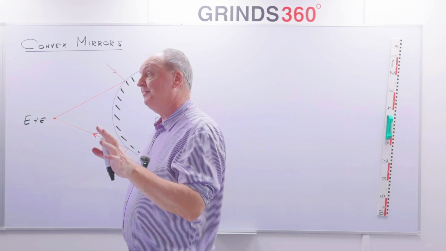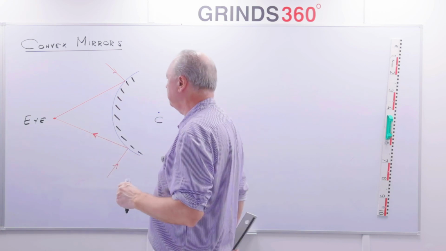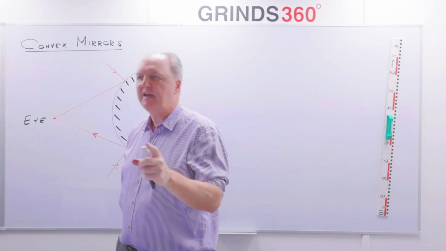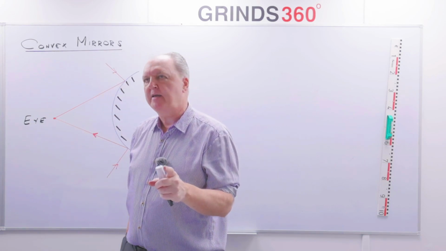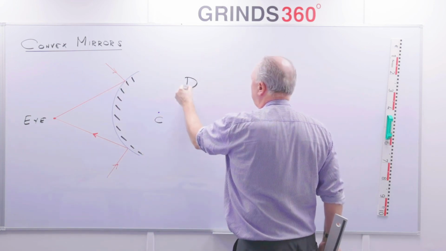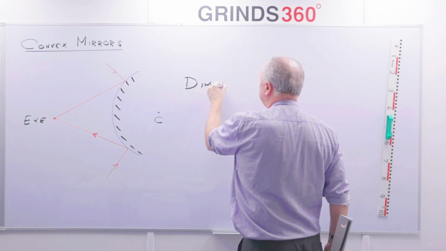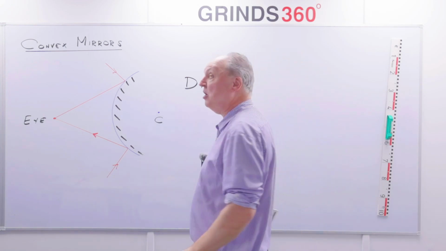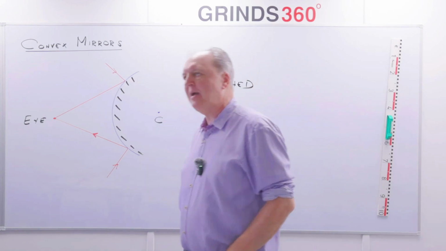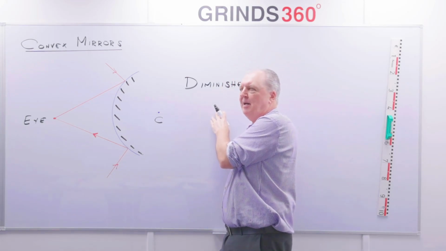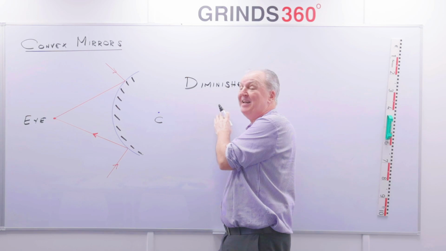That's their advantage. They do have a disadvantage though, because you know that the kind of image formed in a convex mirror is always diminished. So you've got to be aware of that. If I'm driving my car and my side mirror is a convex mirror, well, what I'm seeing behind me is a diminished image. And as a result of that, I might think that car is further away than it actually is. So you need to be aware of that.